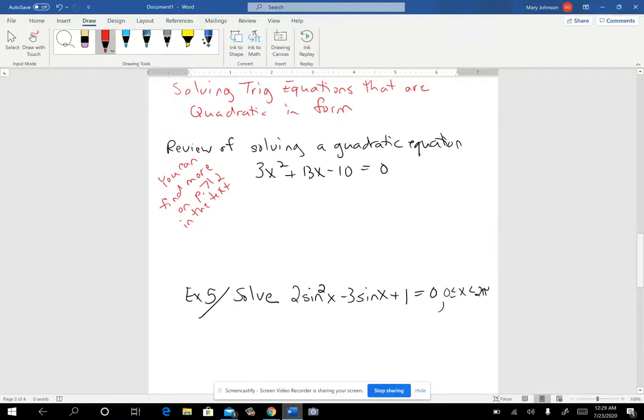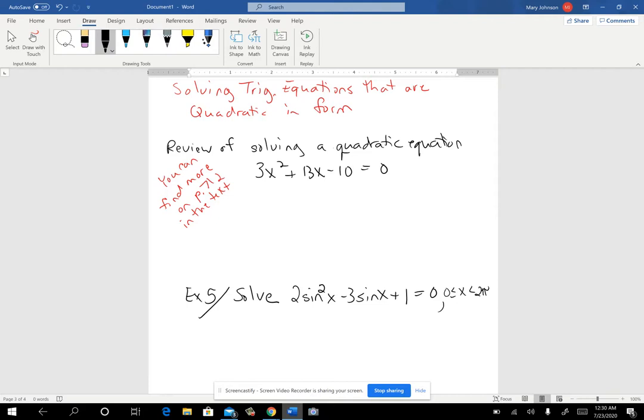All right, in this video, we're going to be looking at trigonometric equations that are quadratic in form or can be solved using quadratic technique. So I wanted to just review briefly what you do to solve a quadratic equation in case it's been a while. Okay, say you had the equation 3x squared plus 13x minus 10 equals 0, and you were trying to solve that.